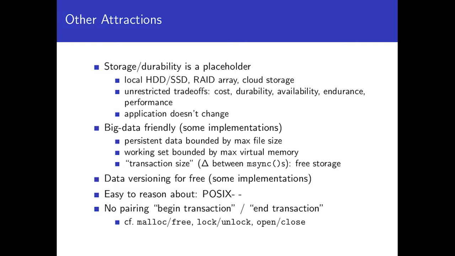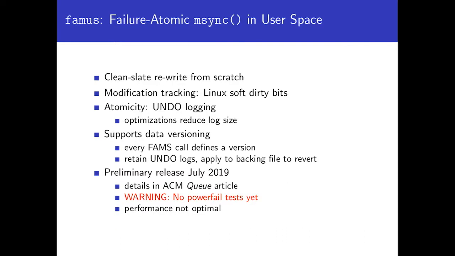And finally, the programmer doesn't have to pair up begin transaction, end transaction calls. Everything between consecutive msync calls is a durability transaction. And that's good news because history has shown that when you force programmers to pair up calls like malloc and free and lock and unlock, open and close, programmers often get it wrong. You can't get that wrong with failure atomic msync.